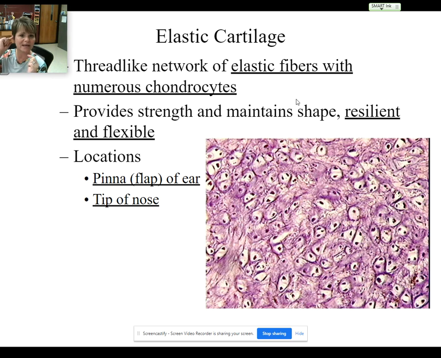So this is the reason why we can push the flap of our ear forward and it bounces back, because it's stretchy and flexible, and it stretches and recoils. It's elastic cartilage. The tip of our nose, we can push our nose over and it bounces back because, again, it contains elastic cartilage.